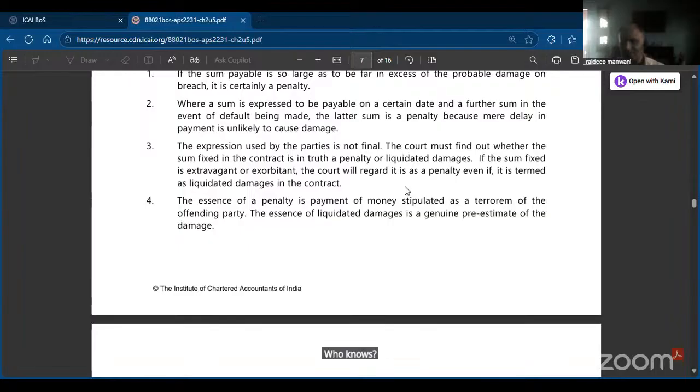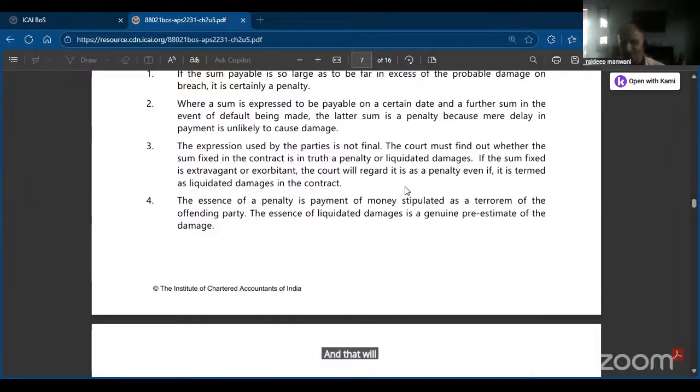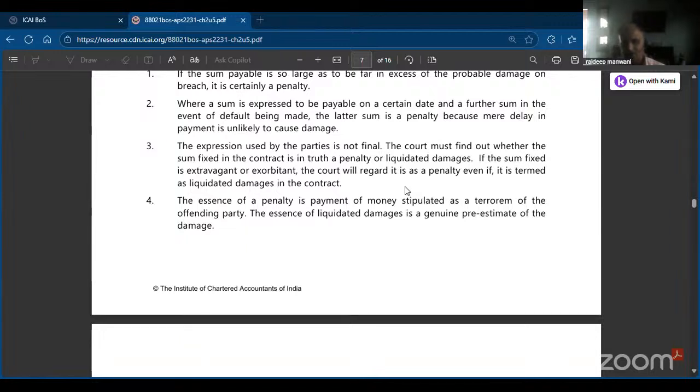And even if it is mentioned in the contract that in case Ramani is not able to supply the 100 kgs of mango at 100 rupees each, she will be charged a penalty of 10 rupees, it's reasonable. That will be considered as liquidated damages. So the court has to decide what is reasonable and what is not reasonable. Understood? Yes.